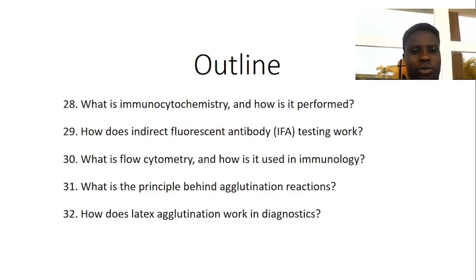The outline of topics we are going to discuss is: what is immunocytochemistry and how it is performed, how the direct and indirect immunofluorescence antibody tests work, how the flow cytometer works and is used in immunology, and the principle behind the agglutination reaction and latex agglutination and how it works in diagnosis.